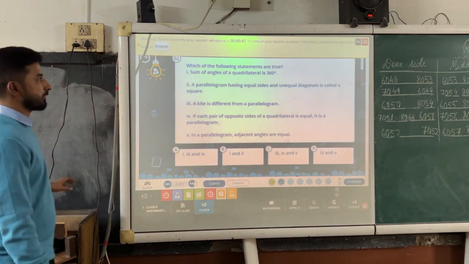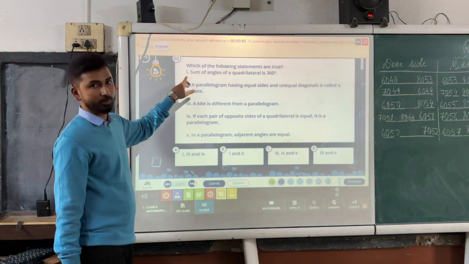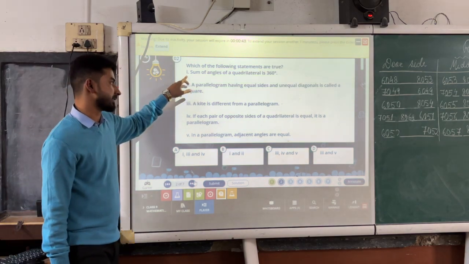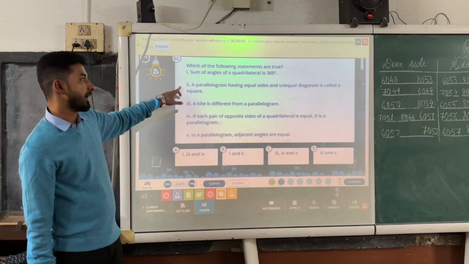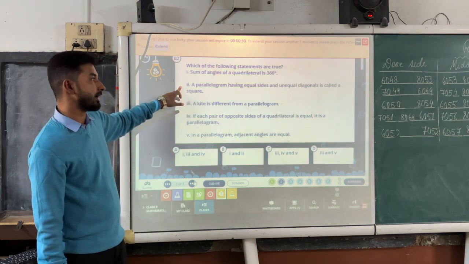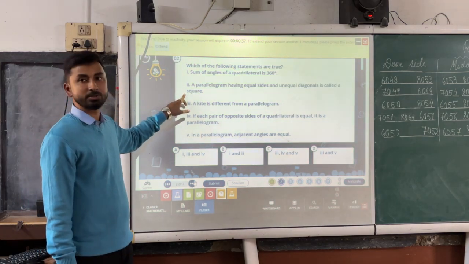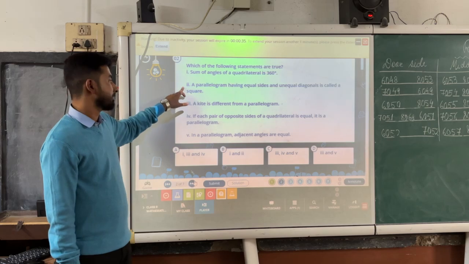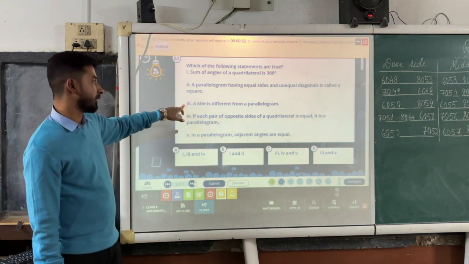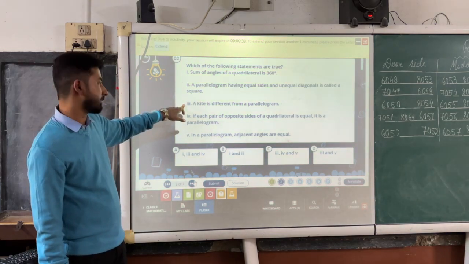Which of the following statements are true? Sum of the angles of a quadrilateral is 360 degree. So this is true. A parallelogram having equal sides and unequal diagonals is called a square. Is it true or false? False. A kite is different from a parallelogram. Yes, it is different from a parallelogram.